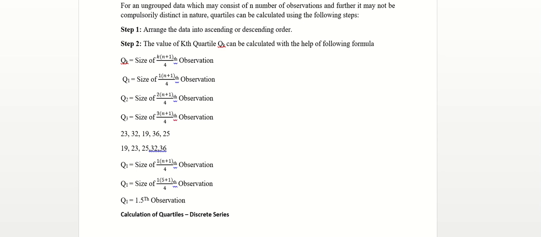right? Now there is no 1.5th observation. There is no 1 by 5th observation. Now we have to understand how we will do that. So how we will do that? So we will write first observation plus this 0.5 into now second observation minus first observation. Second observation minus first observation, right? So this we have to calculate.